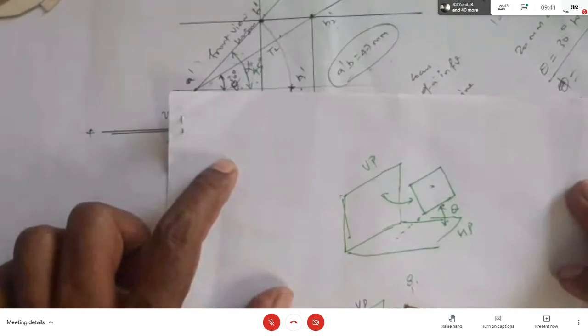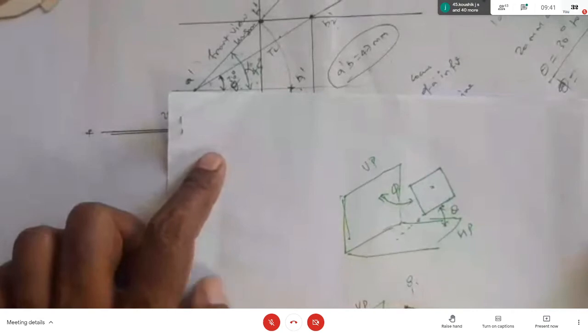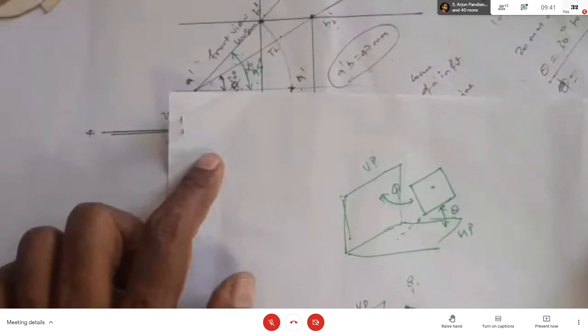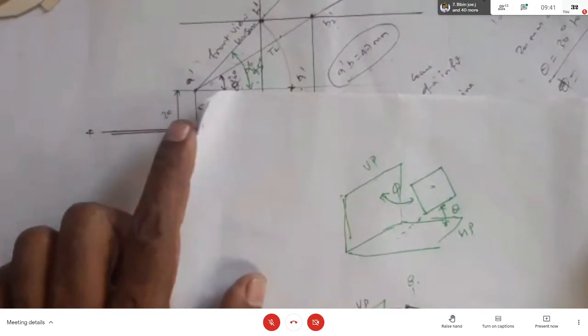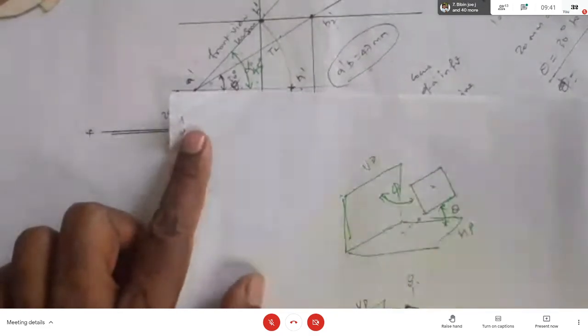So this is inclined to HP as well as inclined to VP. If that is the case, what you have to do? You get some different object. I keep on saying that if you want to be an expert and solve the problems easily, just make some models. So what are the models you have to prepare? I'll share a small image of it.